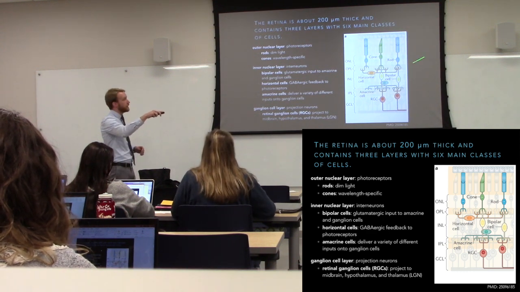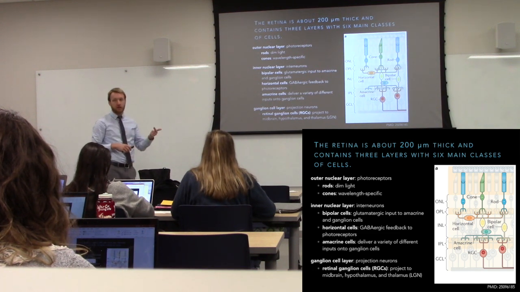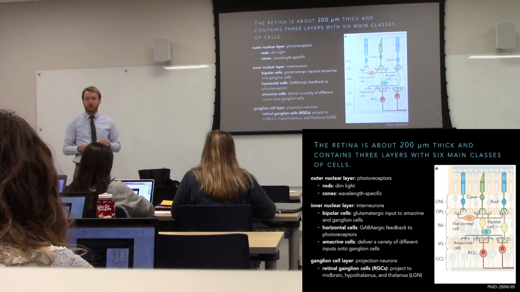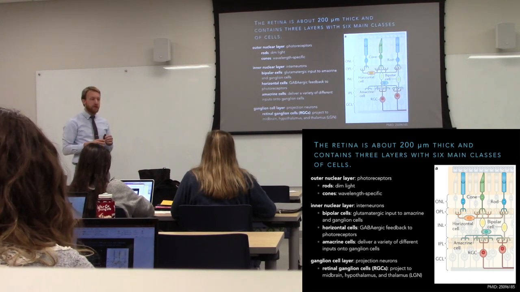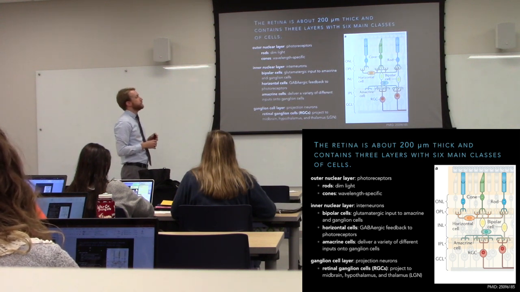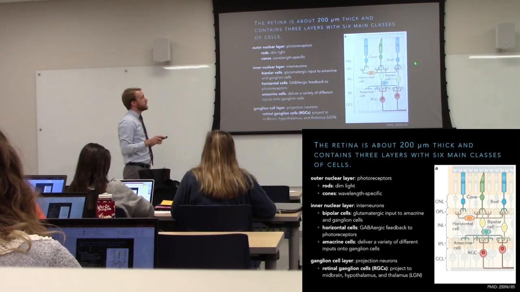One of them picks up light. So the outer nuclear layer has our photoreceptors, rods and cones. Rods are going to pick up dim light. They won't distinguish wavelengths. Cones are going to require a little brighter light, but they'll be able to distinguish your blues from your kind of yellow greens and your kind of green reds. The inner nuclear layer is between there.